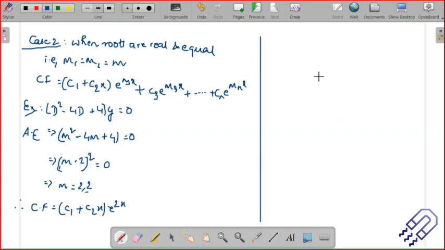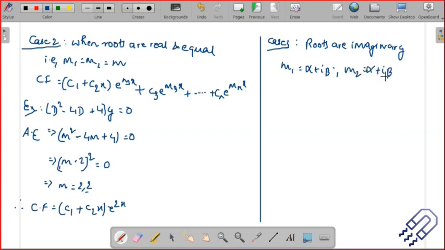And then the final case would be imaginary. So case 3, we are going to have roots that are imaginary. In that case you can write down m1 is equal to alpha plus i beta, and m2 is equal to alpha minus i beta, where beta is the coefficient of the imaginary part.